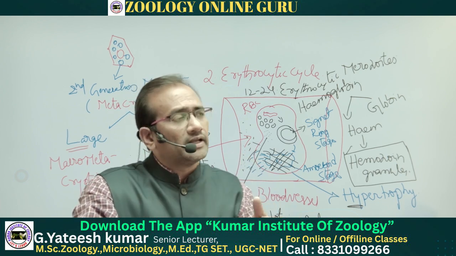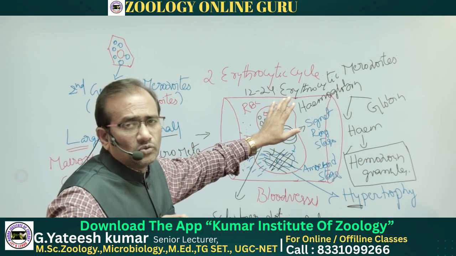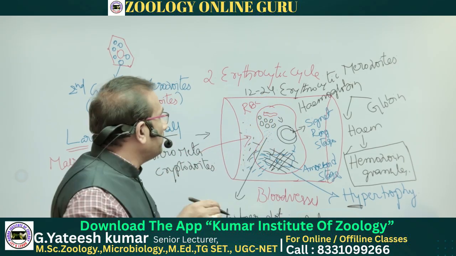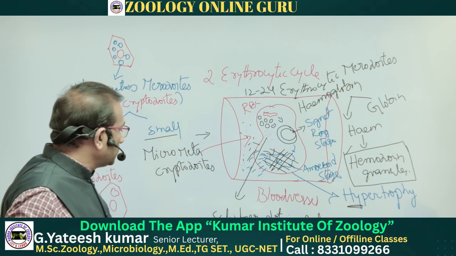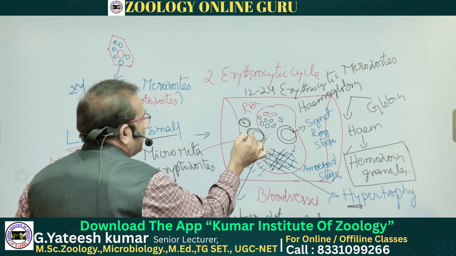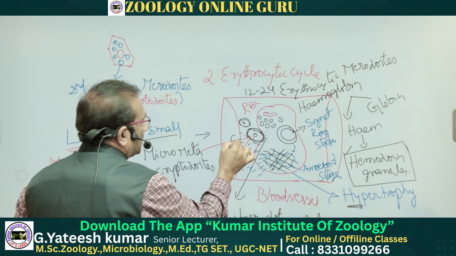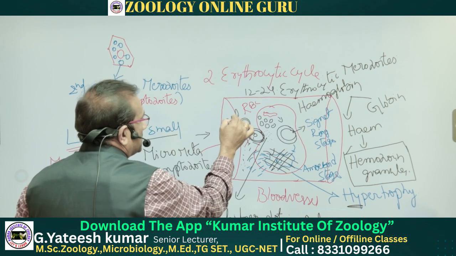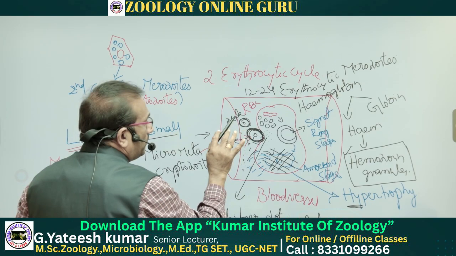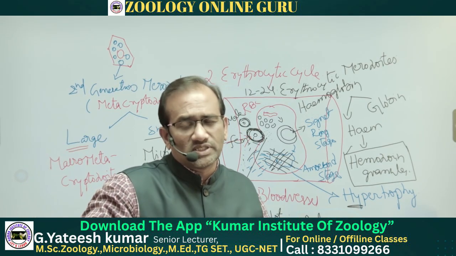At one stage, the 12 to 24 erythrocytic merozoites stop being released, and then the RBC prepares male and female gametes. So male and female gametes are created. Male gametes are small in size and female gametes are large in size. These two gametes are produced in the blood and wait for the bite of the female Anopheles mosquito.